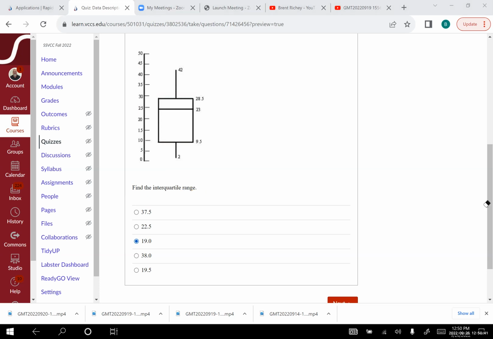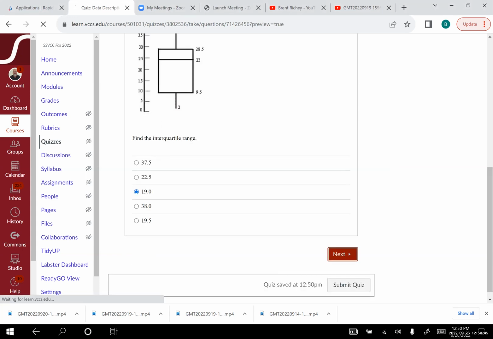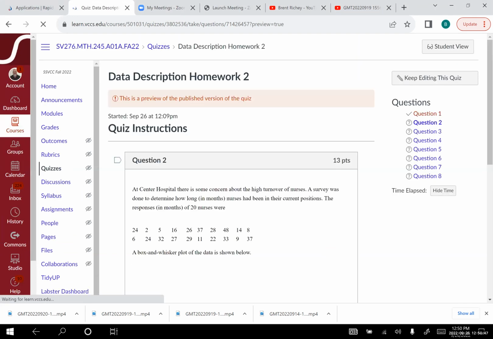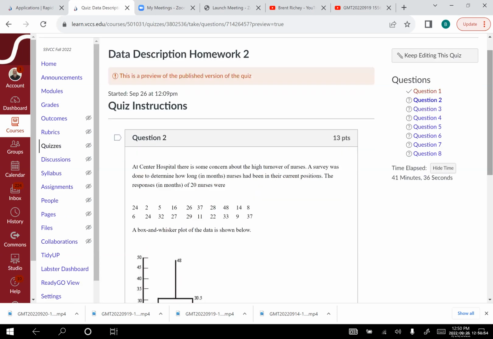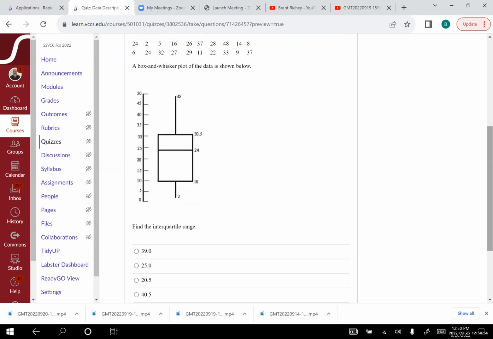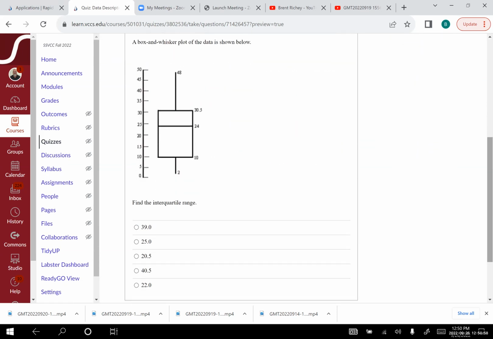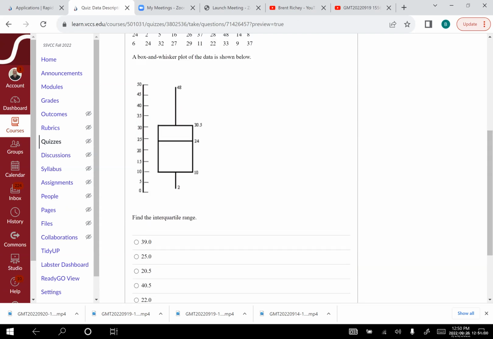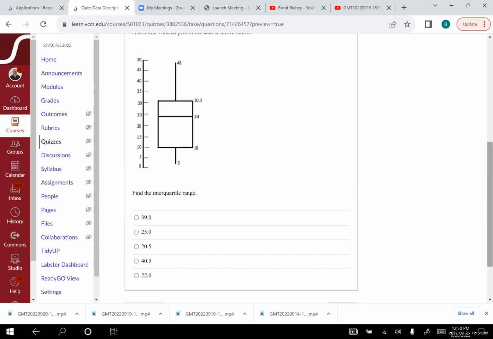So we got that. Now this part of class is going to go really fast because when I was looking at these, they became really easy to see. All right, here is a similar looking box and whisker, but not the same. They want to find the interquartile range again. So tell me how I would calculate this.